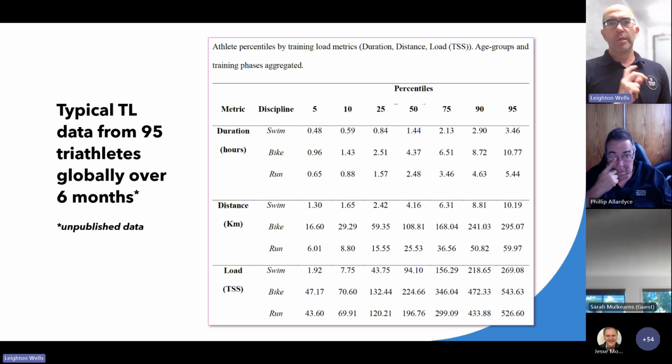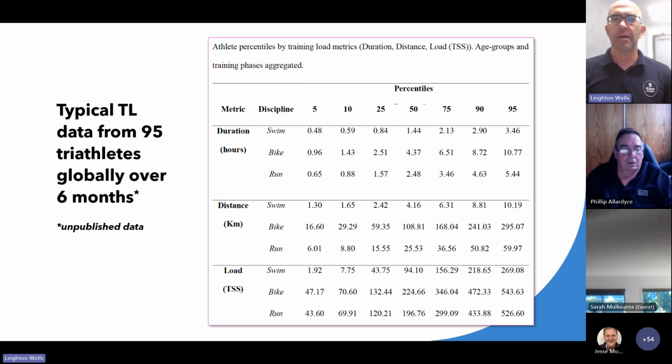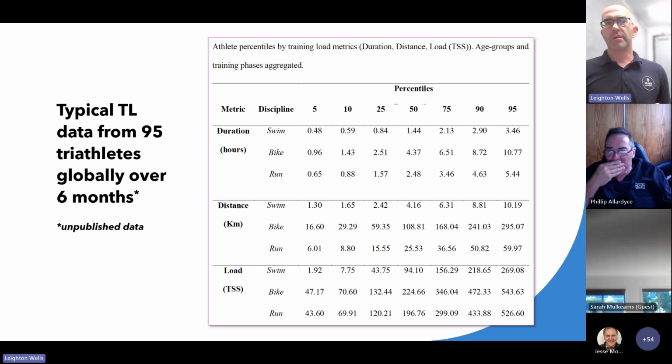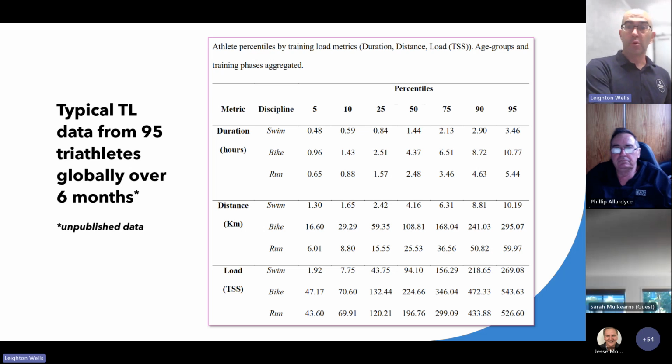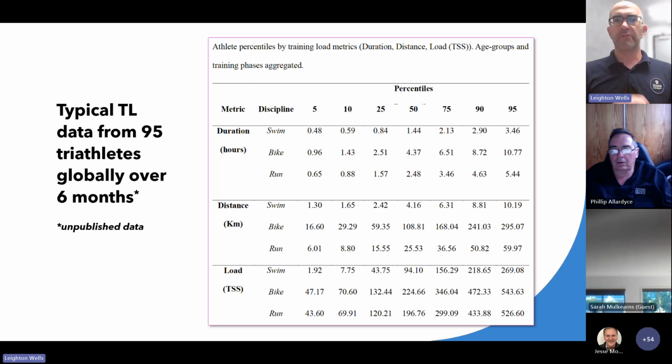this year. We looked at 95 triathletes from around the world. We got 6 months of data, something like 35,000 training sessions, to determine what we think, at least based on this group, and they were across a broad range of ages and a broad range of load, as you can see here. And we're looking at percentiles. So if we think about that bell curve, the middle percentile is the middle value, which is similar to the average. So the 50th percentile is kind of that middle value.